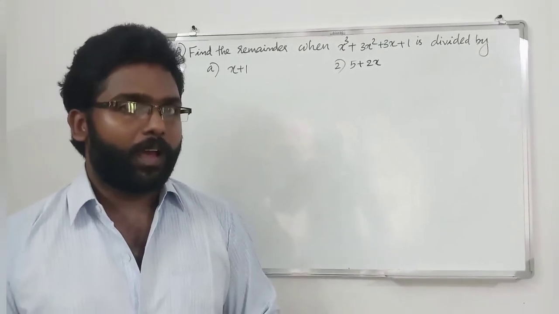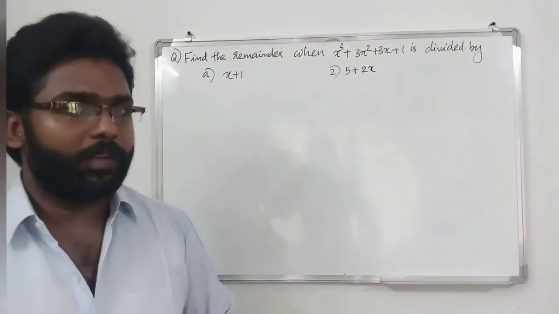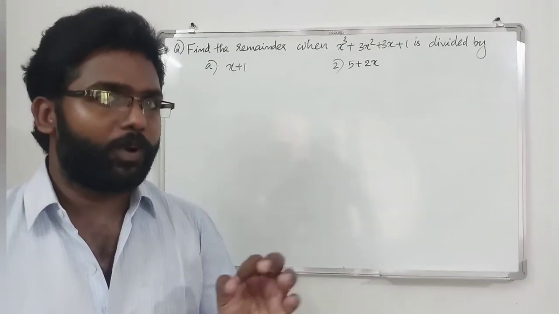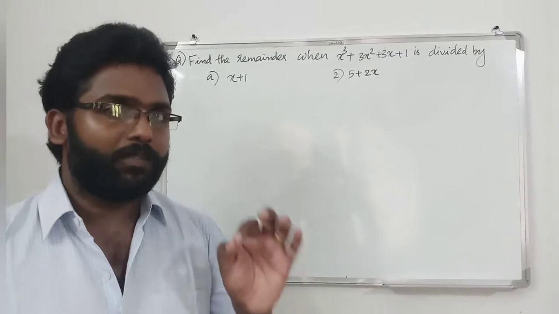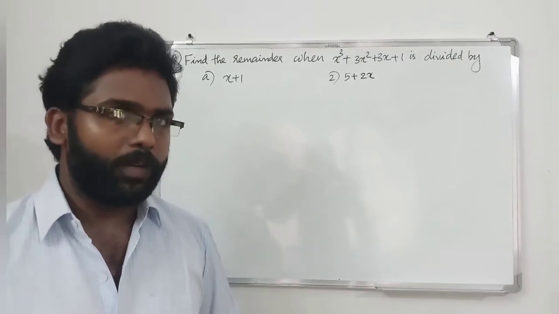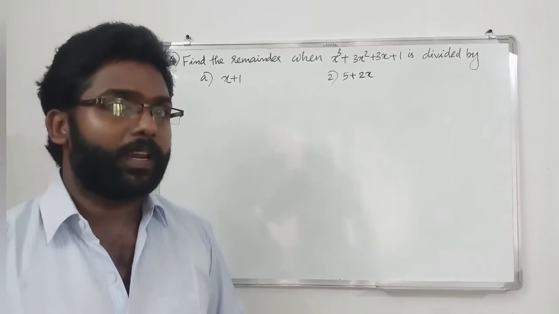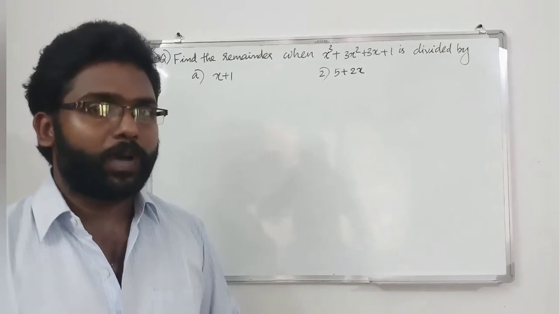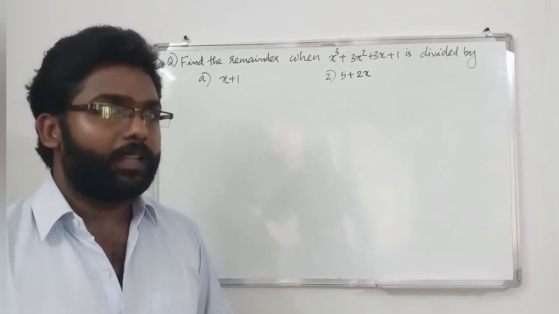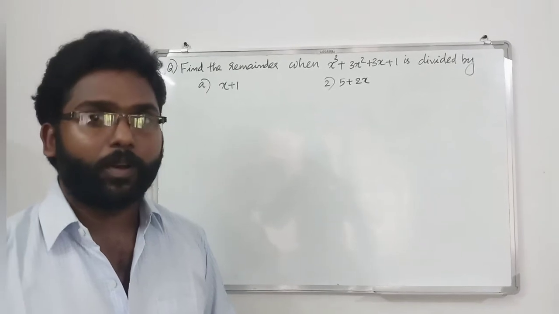Once again, I told you what the remainder theorem is. Remainder theorem means if a polynomial p of x of degree greater than or equal to 1 is divided by another linear polynomial x minus a, then the obtained remainder is p of a.